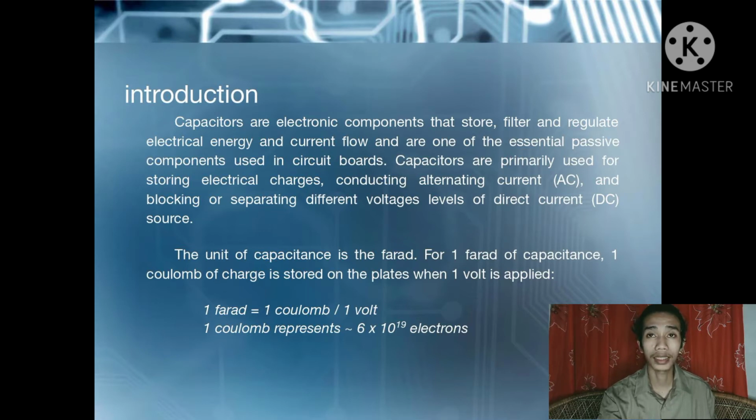1 farad of capacitance is 1 coulomb of charge stored on the plates when 1 volt is applied. Below you can find the equation: 1 farad is equal to 1 coulomb over 1 volt. 1 coulomb is equivalent to 6 times 10 raised to the power of 19 electrons. That is the introduction or the definition of a capacitor.